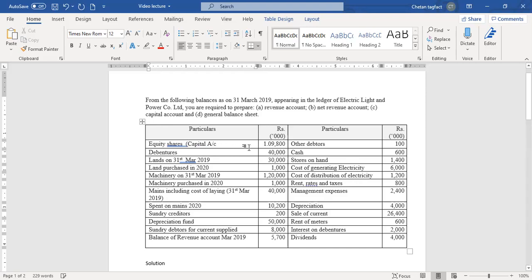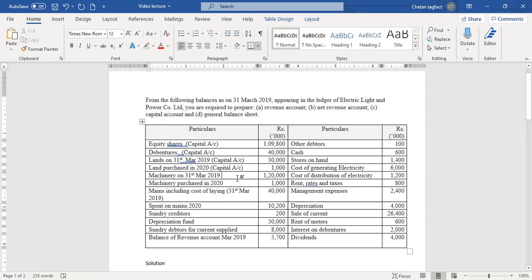Now coming to the debentures, they are also a source of fund, and this is taken into the capital account. Land and building. Land as on 31st March 2019. This is the land purchased or accumulated in the previous year. So this also will be taken in the capital account under expenditure column. Land purchased during the year is also taken in the capital account under expenditure column.